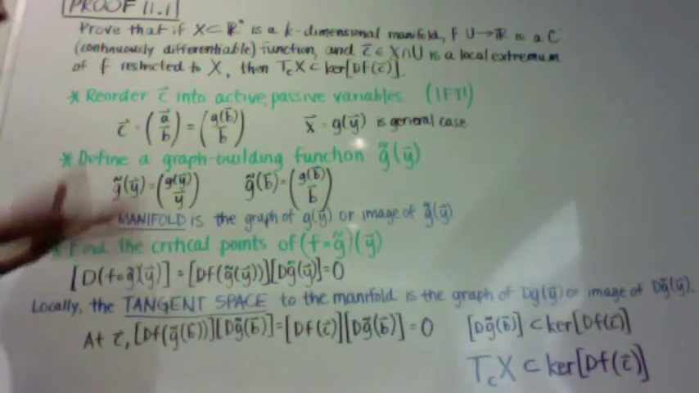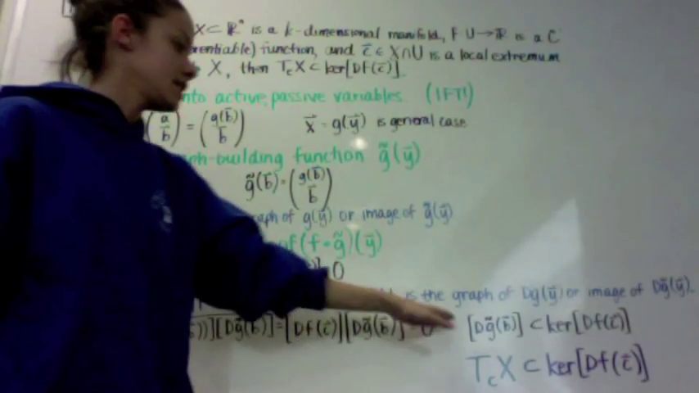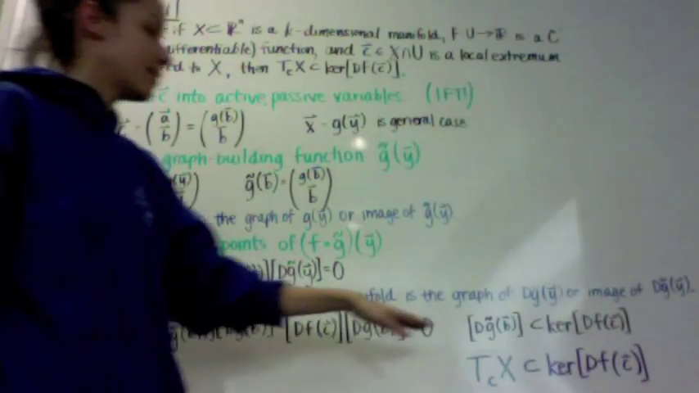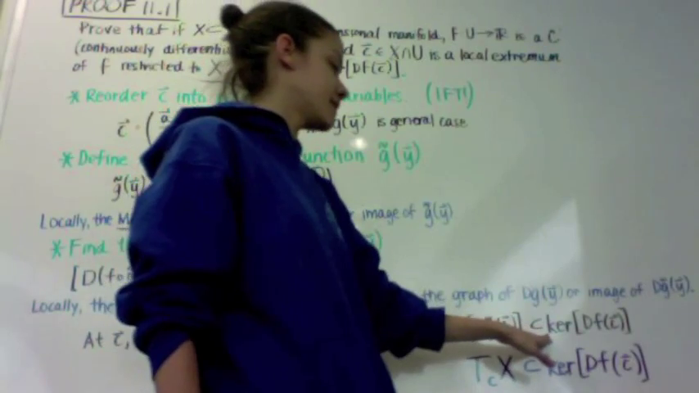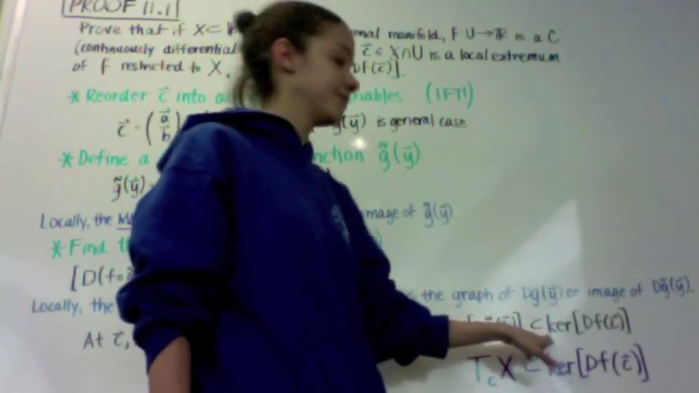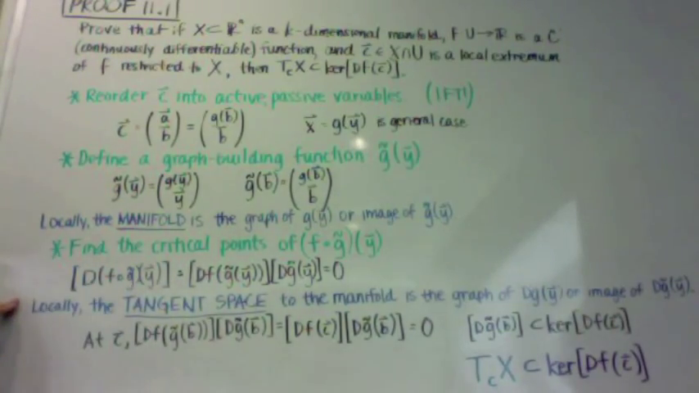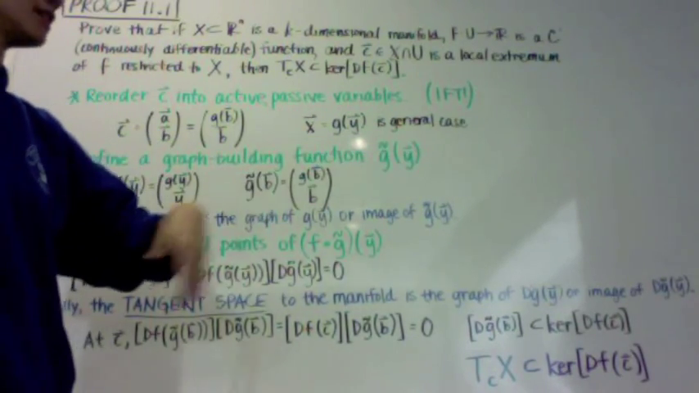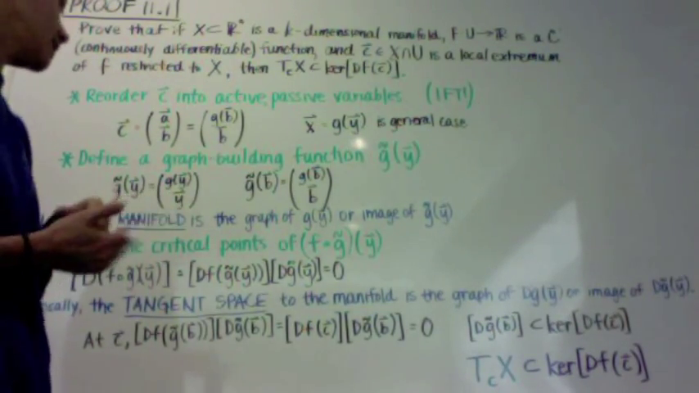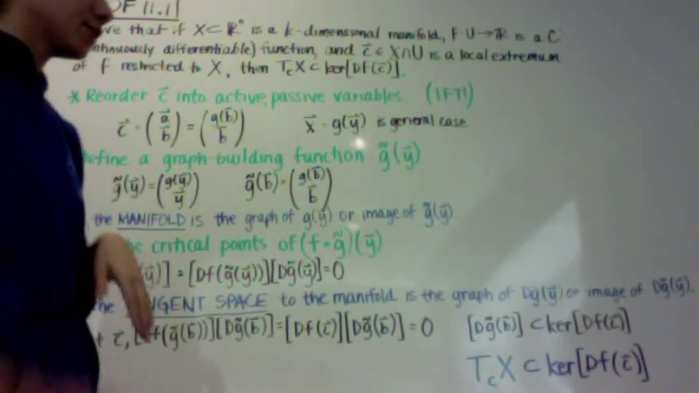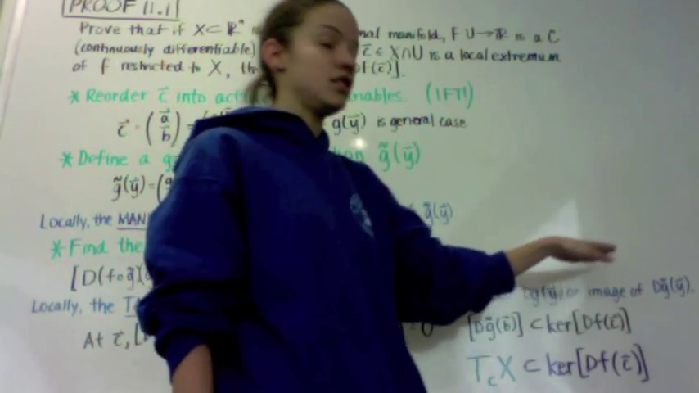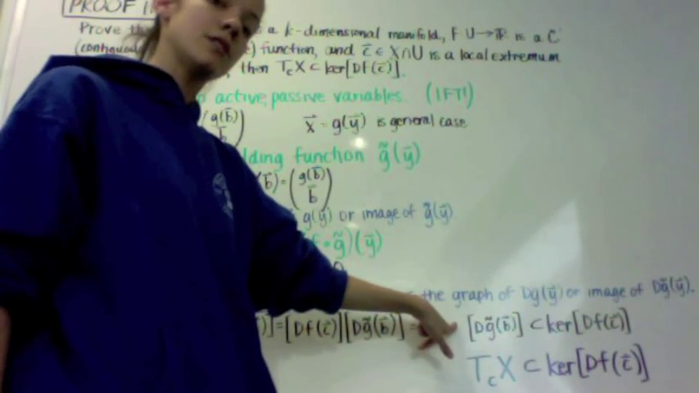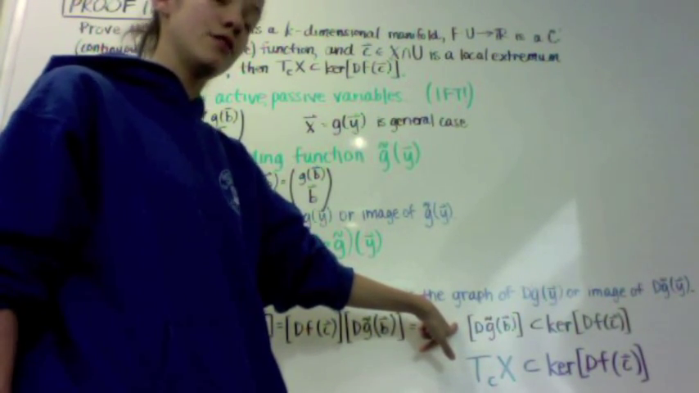So what are we looking at here? Well, dg tilde of b is returning a 0 when df of c acts on it. So that means that the image of dg tilde of b is a subset of the kernel of df of c. And right here we said that the tangent space to the manifold is the graph of dg of y, or the image of dg tilde of y. Similarly, at the point C, the tangent space to the manifold at the point C is the graph of dg of b, or the image of dg tilde of b. So what we have here, dg tilde of b, is an element of the tangent space. It is the tangent space to the manifold at the point C.